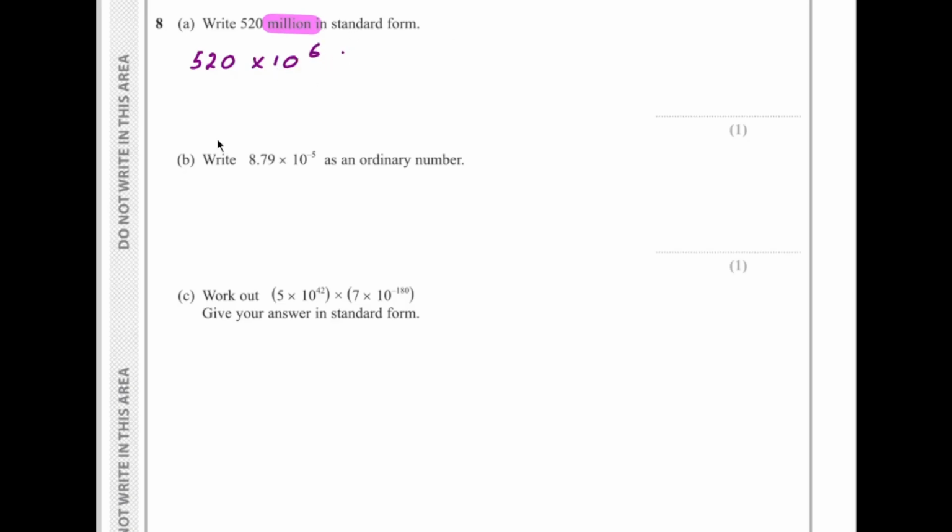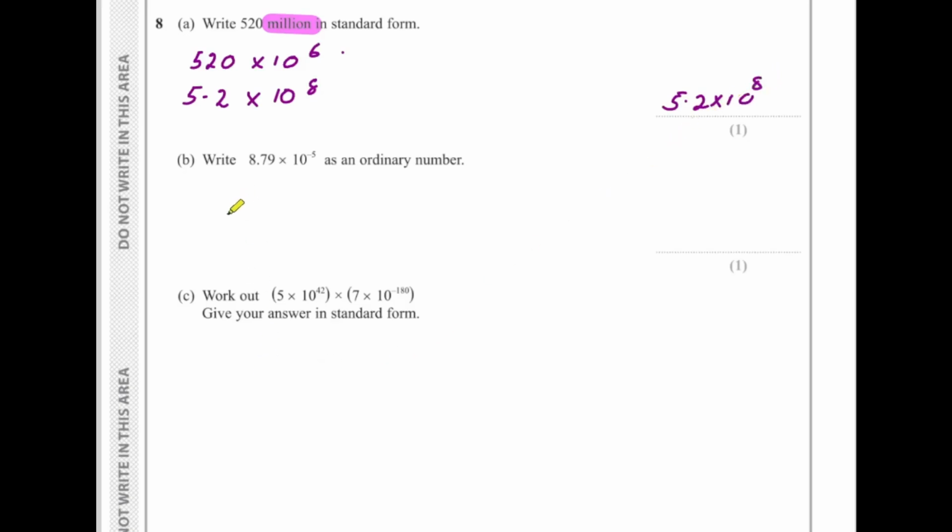Now I need to convert this one into standard form. To convert to standard form, the decimal place to be brought in between first and second significant figure, then it will be 5.20. So I need to jump this decimal point twice forward. Then I gotta include 2 zeros into this one. Then 6 plus 2, which is 8. Then the final answer becomes 5.2 into 10 to the power of 8.